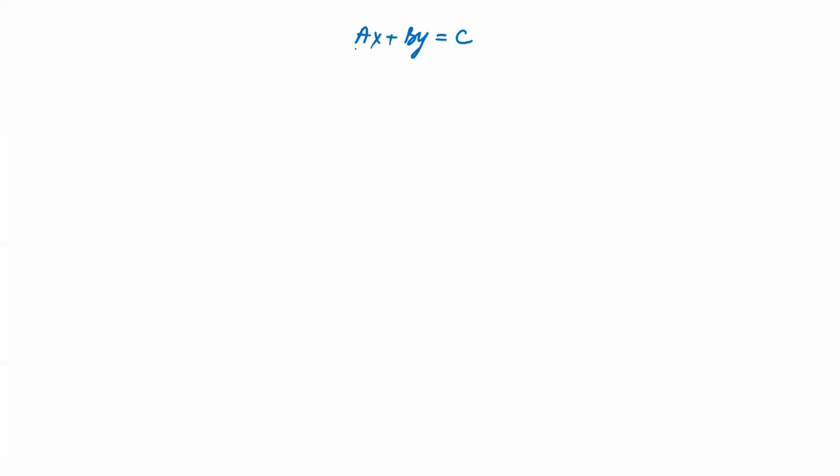To solve it for y, I need to move ax to the right side. So it's going to become by equals negative ax plus c. And then I'm going to divide both sides by b to isolate my y. And this is the equation I'm going to get. I'm going to separate the terms on the right side. So this is going to be y equals negative a over b x plus c over b. So this is a new form of a linear equation called slope-intercept form.